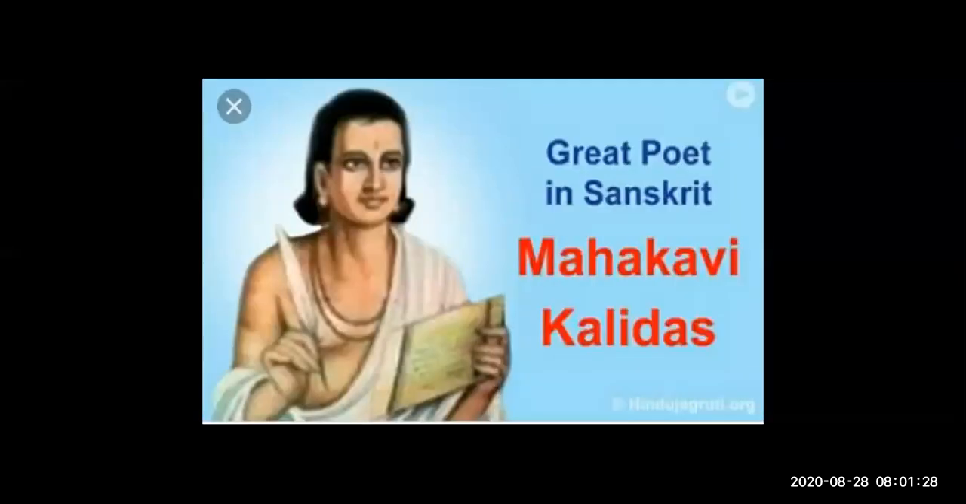See, Kalidas was a classical Sanskrit author. His plays and poetry are primarily based on the Vedas. His surviving works consist of 3 plays, 2 epic poems, and 2 shorter poems. So the poem which we are going to study today, the autumn, is written by this great poet, Mahakavi Kalidas.